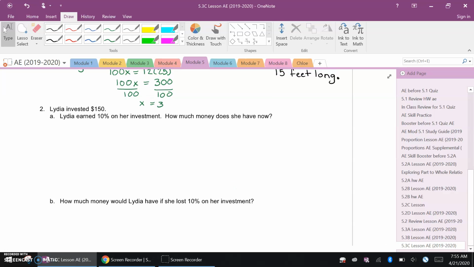So it says she invested $150. And I'm going to draw a little box just to show you what $150 looks like. Then it says she earned 10%. So if this is her original $150 and she's earning 10%, earning means that she's getting to keep it. So her new amount that she has now, so this is her original, this is her increase, or how much she invested.